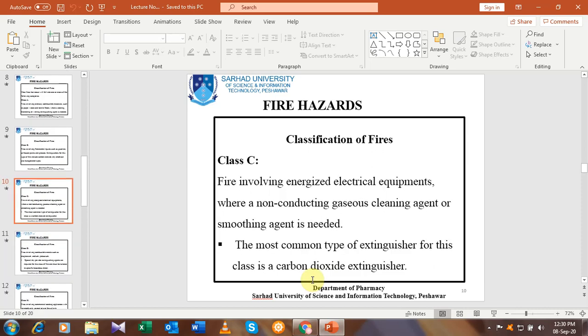Class C includes fires involving energized electrical equipment used in the pharmaceutical industry. Different machines and electrical equipment are installed, and fires start due to involvement of this energized electrical equipment, where a non-conducting gaseous cleaning agent or smothering agent is needed. The most common type of extinguisher for this category is the carbon dioxide extinguisher. It may be controlled by any other extinguisher, but the most common type used for that purpose is the carbon dioxide extinguisher.